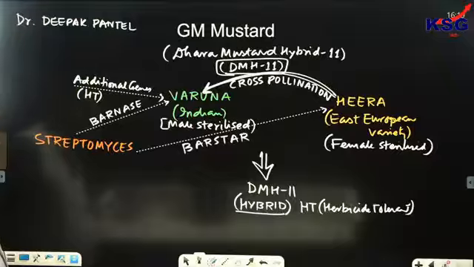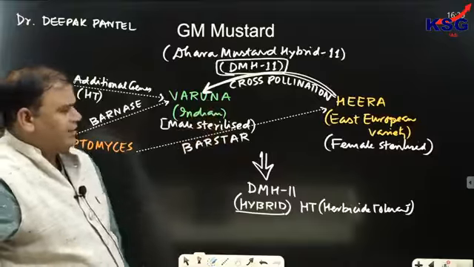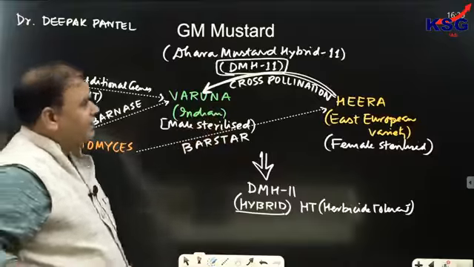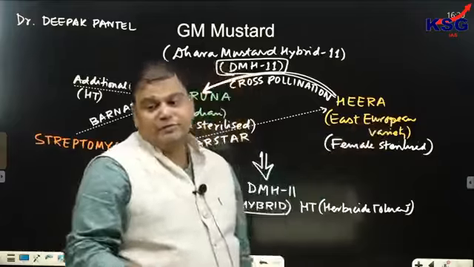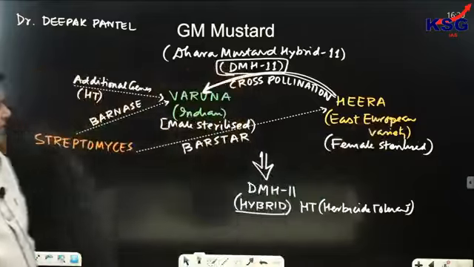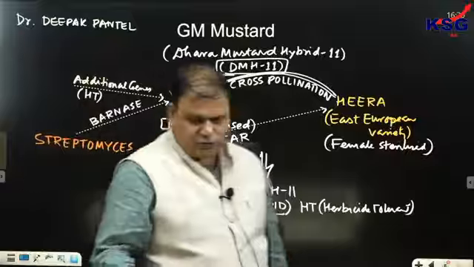There were two varieties taken: Varuna, an Indian variety, and Hera, an East European variety.